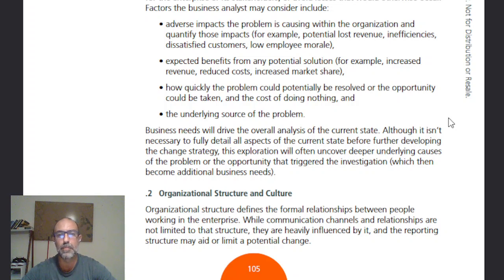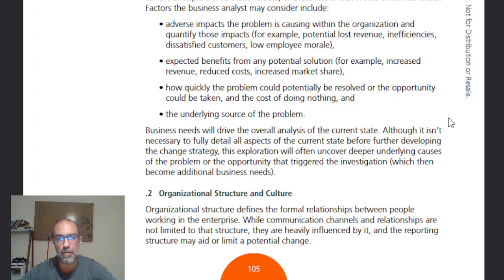How quickly the problem could potentially be resolved or an opportunity could be taken, and the cost of doing nothing basically also needs to be considered. And the underlying source of the problem is the main thing we need to be looking at, right? Like, where did any problem come from? We can solve it, but where did it come from?